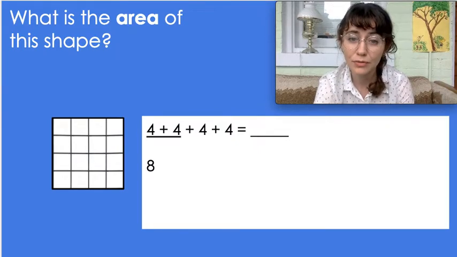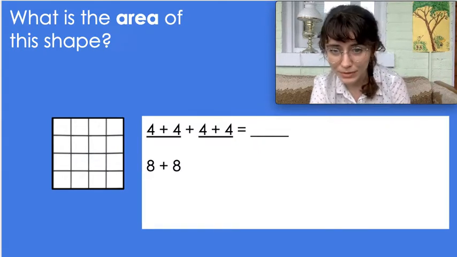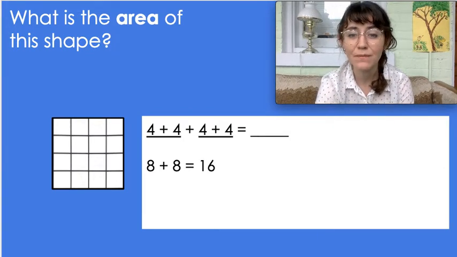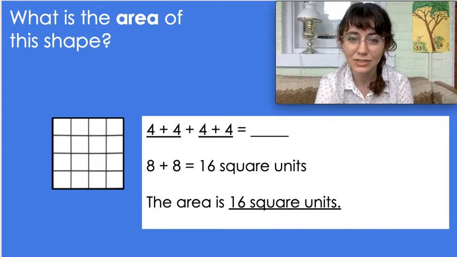I look for facts I know. 4 plus 4 is 8. 4 plus 4 is 8. So now I just have 8 plus 8. And 8 plus 8 is 16. So the area is 16 square units.